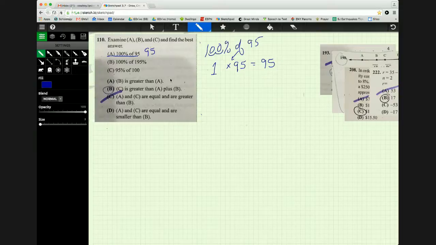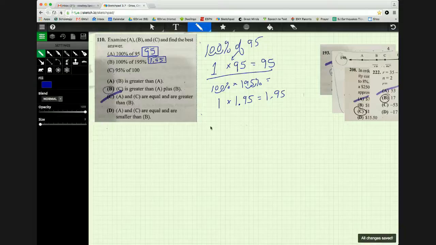100% of 195%. So let's look at that. 100% times 195%. Well, 100% is 1, remember, because we move our decimal twice. And 195% is 1.95. 1 times 1.95 is 1.95. So that's 1.95.